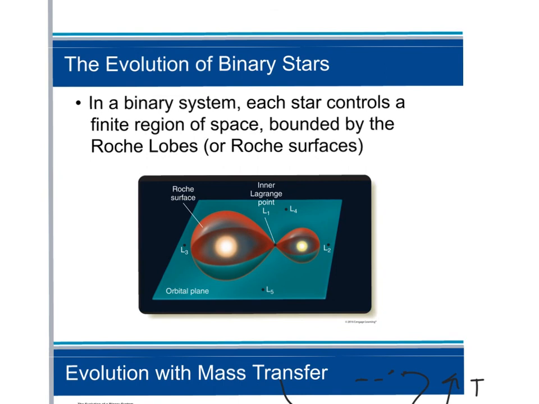And then we looked at stars in general, and now we want to look at a binary system. A binary system means that we have two stars paired together, and each star controls a finite region of space, bounded by this Roche surface here. That Roche surface is this one right out here, and same with the green one too. At this Lagrange point the surfaces come together and bind. Here's L2 and L3, their lobe regions. It's the two stars right there that get bound together.